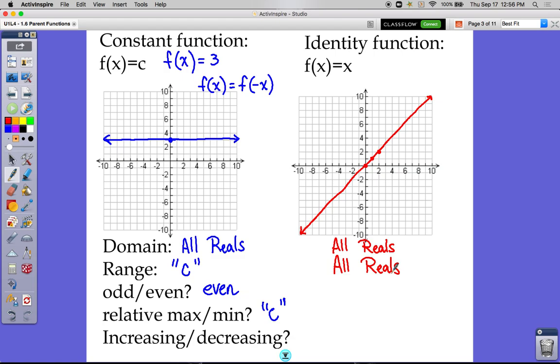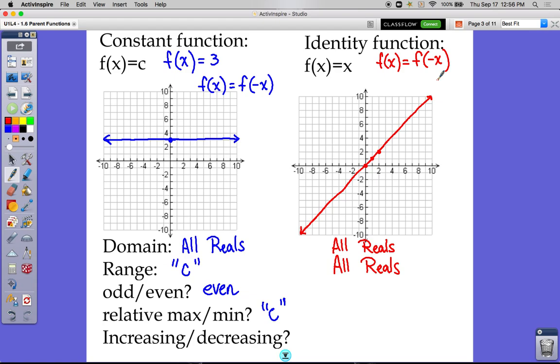Is it odd or even? Well, if we try f of x and compare that to f of negative x, not going to work. Also, keep a couple of things in mind. It can't be even because it has an x, which is an odd power. So it doesn't even have a chance to be an even function. So I can eliminate that.